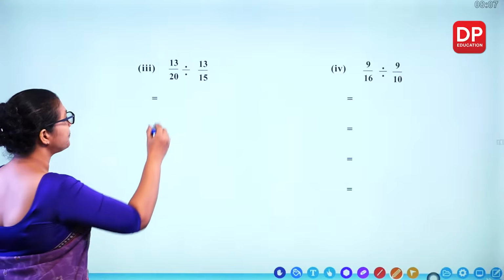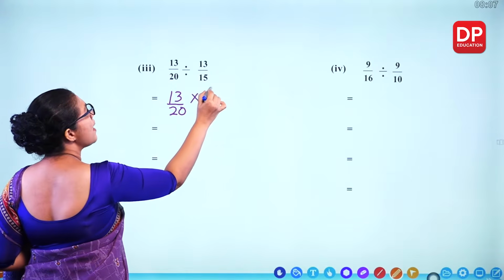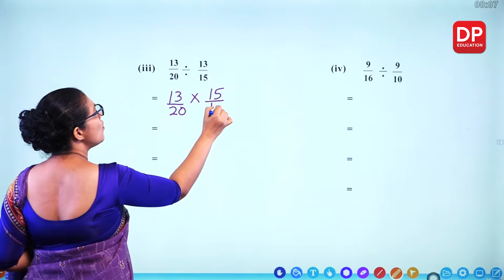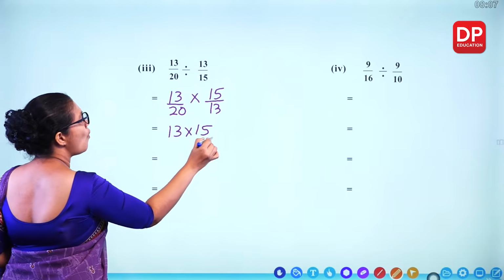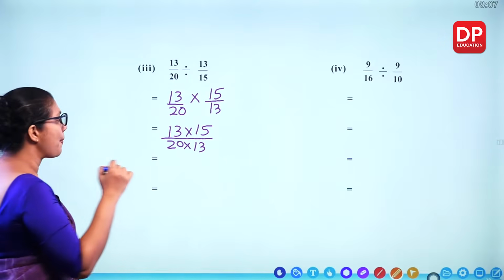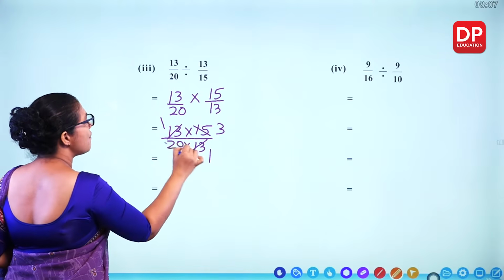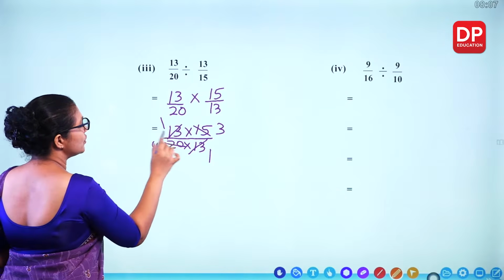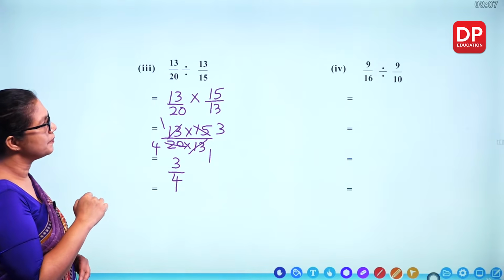Another division. 13 over 20 multiplied by its reciprocal, 15 over 13. 13 into 15 over 20 into 30. Now simplify. 13 gets cancelled out. 5 times 3, 5 times 4. So 3 times 1, 3, 4 times 1, 4. 3/4.